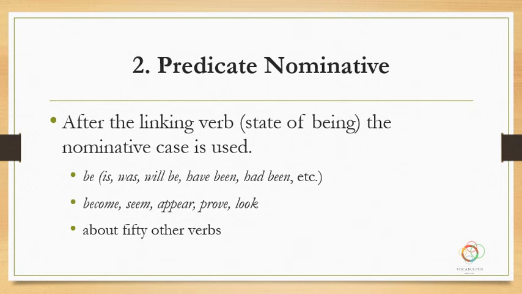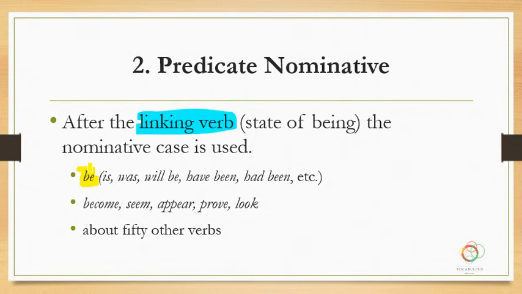What about predicate nominative? What is this idea? This happens when you have a linking verb. If you have a linking verb, the nominative case is used. And all the be verbs are linking verbs, right? So when we're talking about verbs, the definition that we try to memorize was, what is a verb? Hopefully you remember, a verb is an action or state of being, we say. So most verbs are action verbs, but there are some state of being words, and these are called linking verbs.